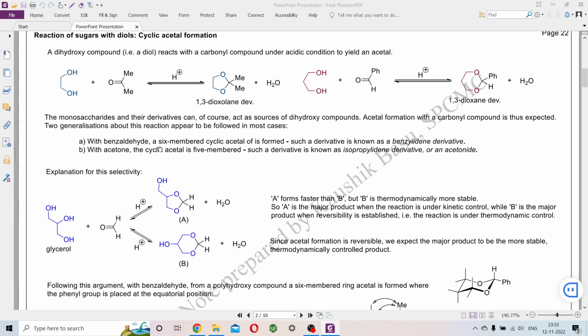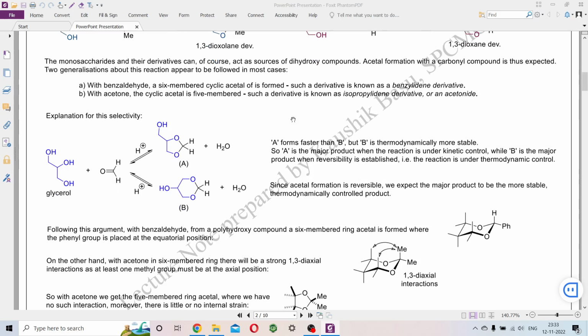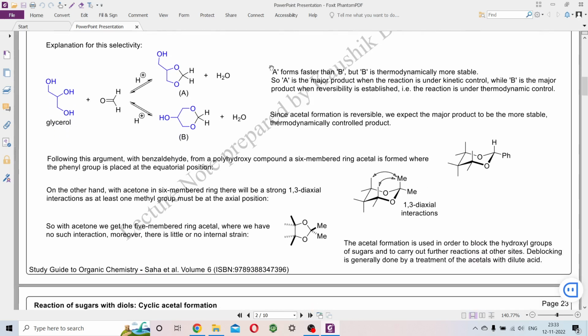So with benzaldehyde, a 6-membered cyclic acetal, the two hydroxy groups have to be 1,3 with respect to each other, and as for acetone, a 5-membered ring cyclic acetal forms. Therefore the two hydroxy groups will have to be 1,2 with respect to each other. Why such selectivity, you might ask?